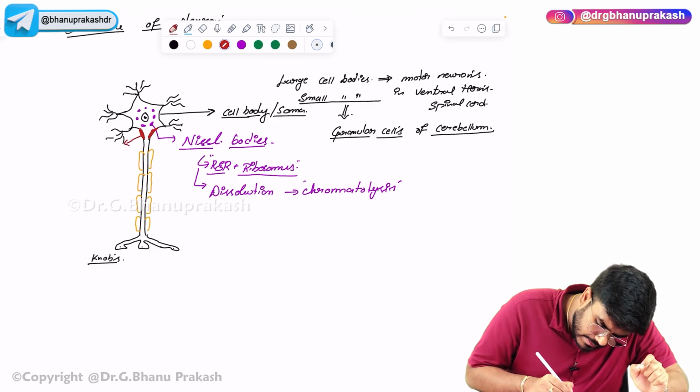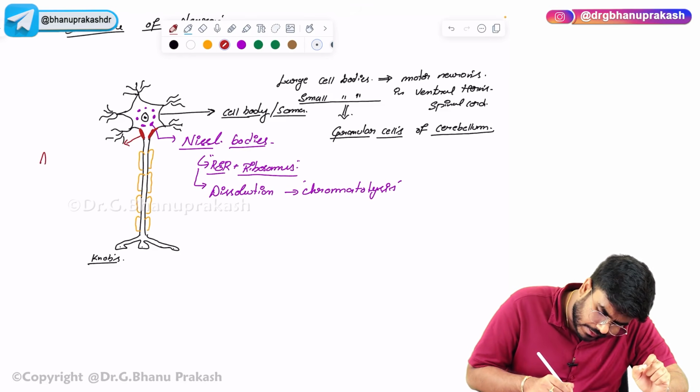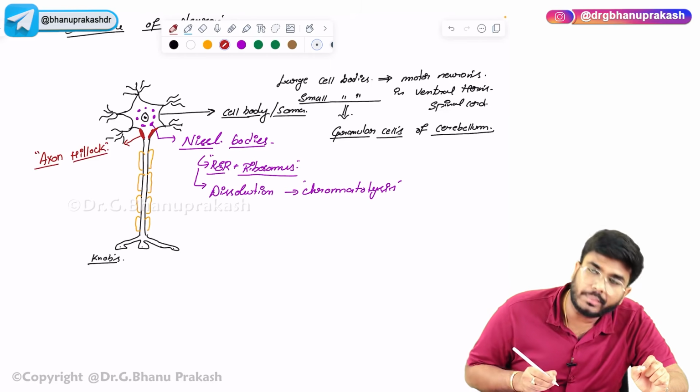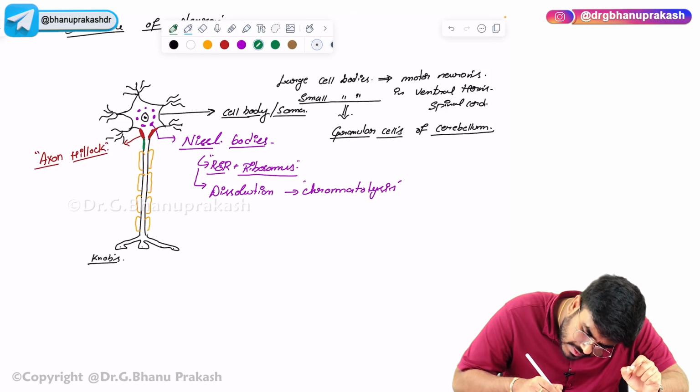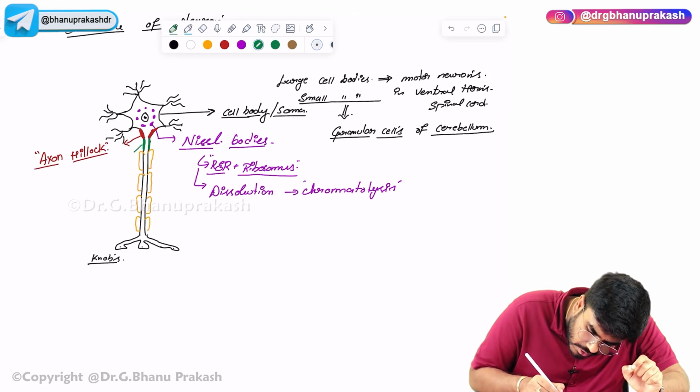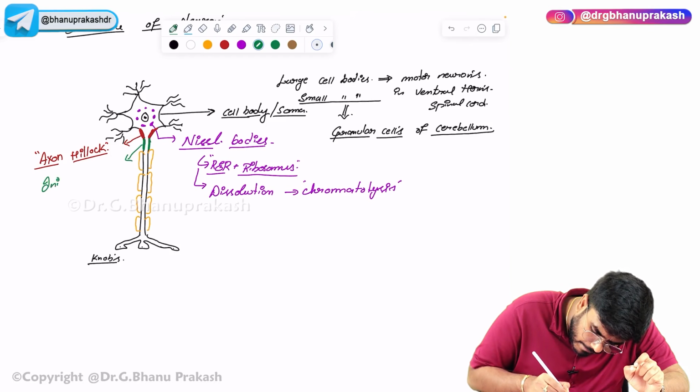This is called the axon hillock. It's a part of the cell body. And what is the first part of the axon? Look, this is the first part of the axon. So this first part of the axon is called the initial segment. Okay, initial segment.